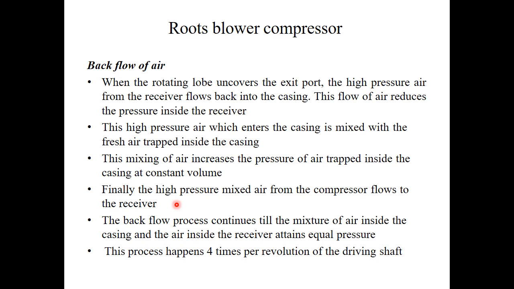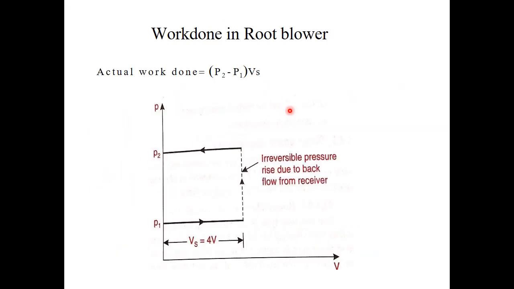Finally the high pressure mixed air from the compressor flows to the receiver. The backflow process continues till the mixture of air inside the casing and the air inside the receiver attains equal pressure, that is P2. This process happens 4 times per revolution of the driving shaft. You can see in this pressure volume diagram, the volume Vs remains the same as the pressure is increased from P1 to P2, so we can write the actual work done equal to P2 minus P1 into Vs.